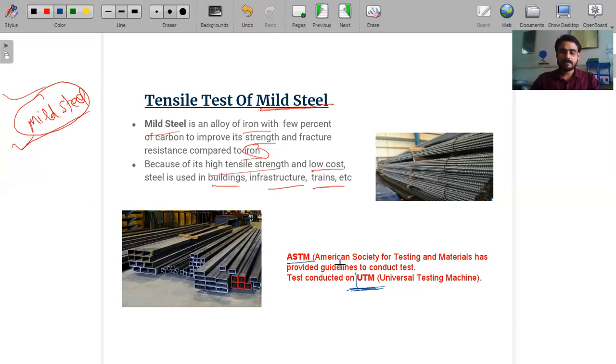So every kind of guidelines and procedures will be given by that particular institution, and everyone has to follow these norms regarding testing of materials. Here we use UTM and we follow the guidelines of ASTM.